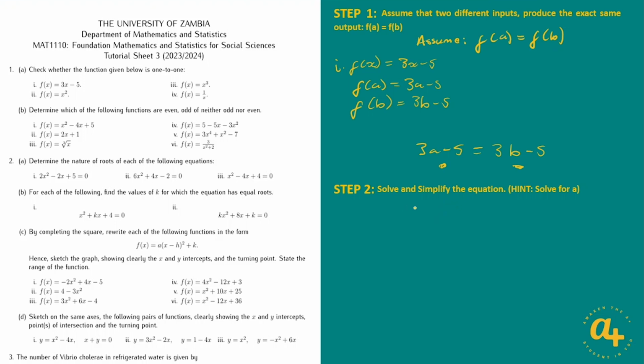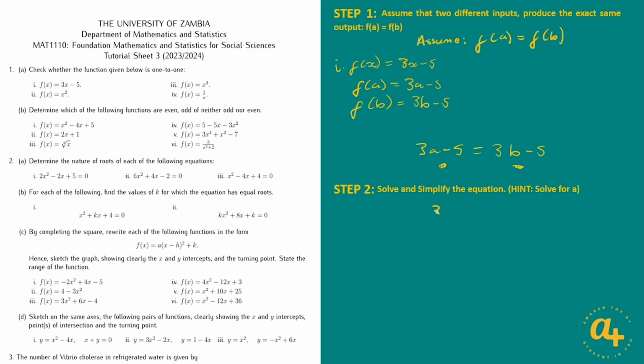Remember that the goal we are trying to achieve when proving a function is one-to-one is to show that a is equal to b. So when we make a the subject of the formula, we are constantly reminding ourselves that we need to simplify this equation until we get to the point where a is equal to b. If a is equal to b, it is a one-to-one function. If a is not equal to b, it is not a one-to-one function. So let's solve and simplify this equation.